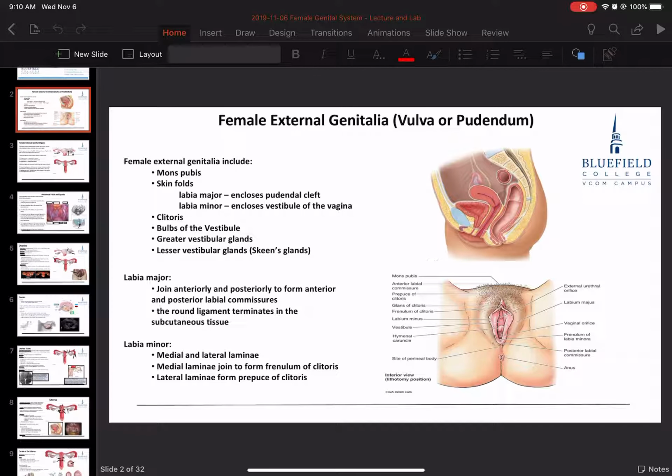So just like with the testis, it was dragging structures along with it, so it's bringing its blood supply with it. So we're going to expect to see the ovarian artery coming from the aorta, not from the internal iliac artery, like most of these other organs down here would be getting their supply from.